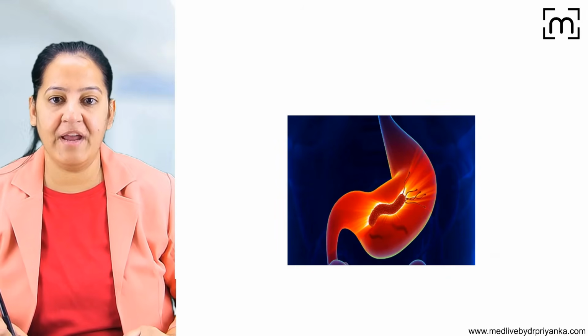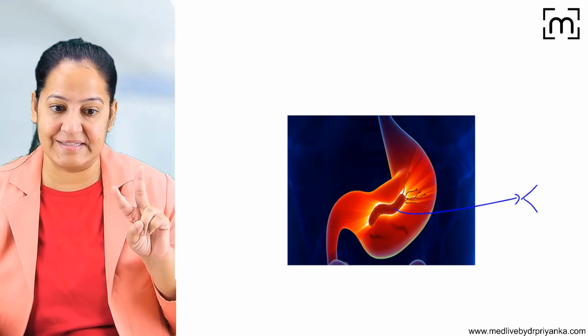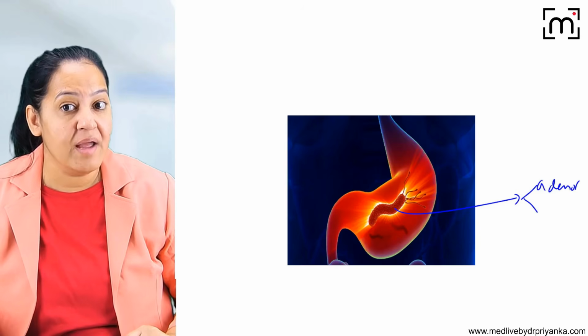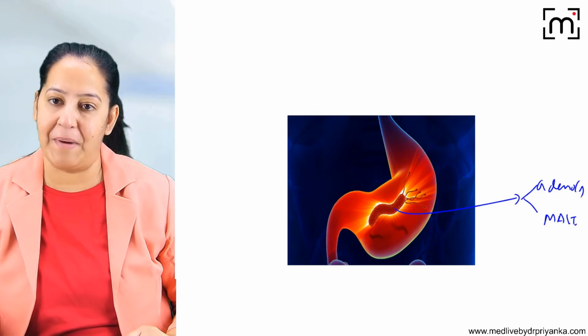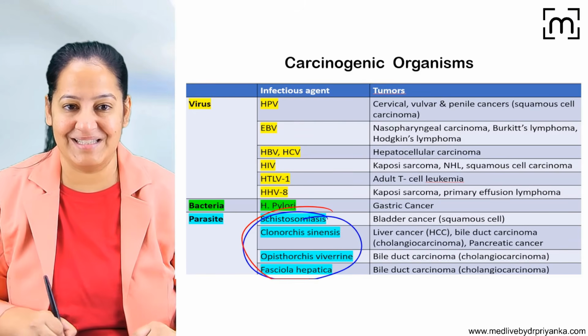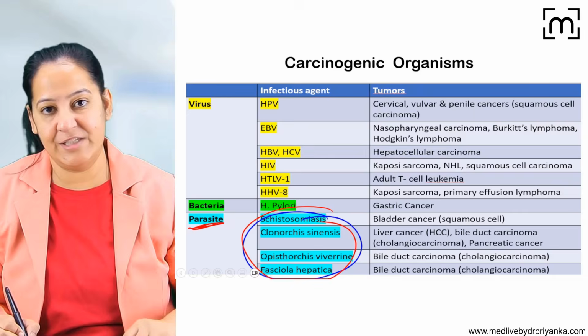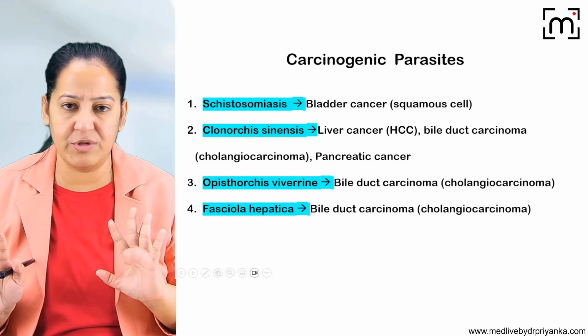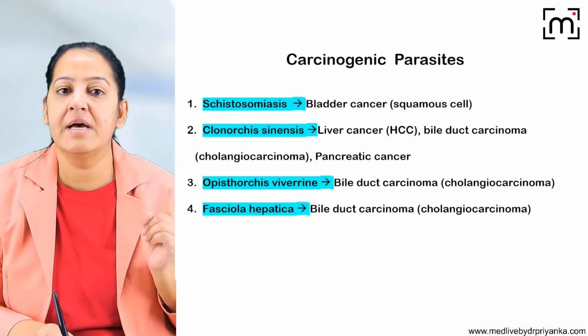So this is the H. pylori. It causes 2 gastric cancer, gastric adenocarcinoma and gastric maltoma, lymphoma or maltoma. So please learn that. And finally, we have the parasites. There are 4 parasites which lead to cancer. Learn their name. That's it. We don't have to understand the mechanism. What are the 4 parasites?